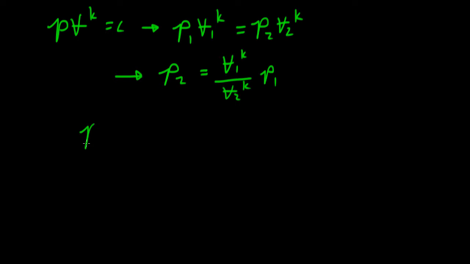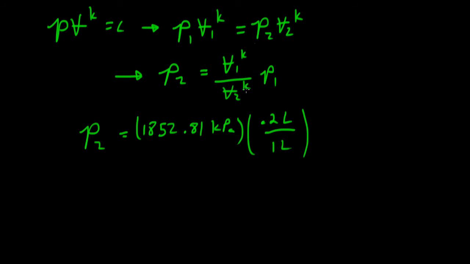Substituting our values, we find that P2 is equal to 1,852.81 kilopascals times 0.2 liters divided by 1 liter, all raised to the K, which is 1.4. We see that the liters cancel, and we're left with kilopascals. And so our pressure at the end of the expansion stroke is 194.658 kilopascals. Substituting this value into the ideal gas equation of state, we find the temperature at the end of the power stroke.